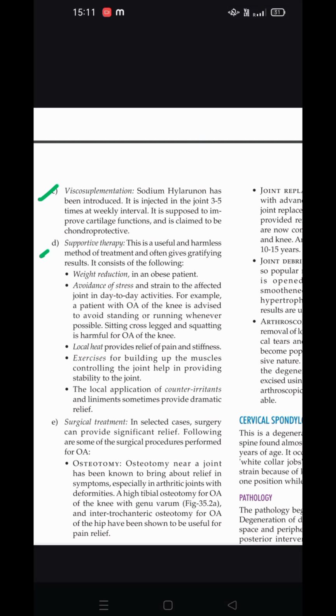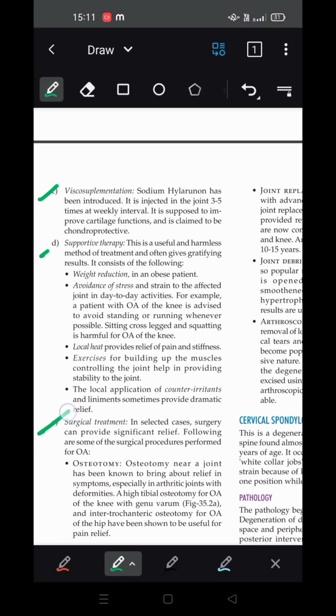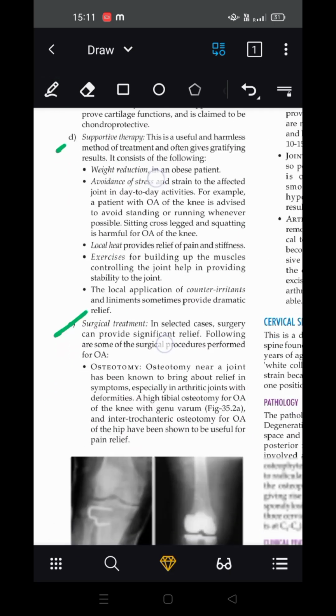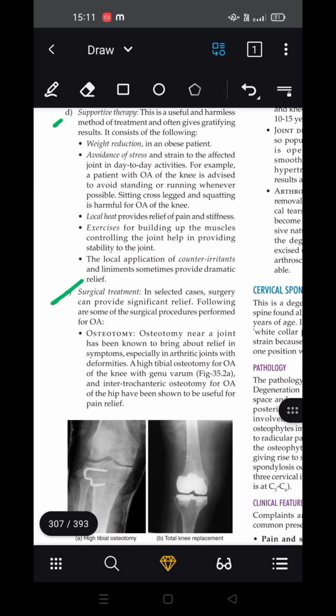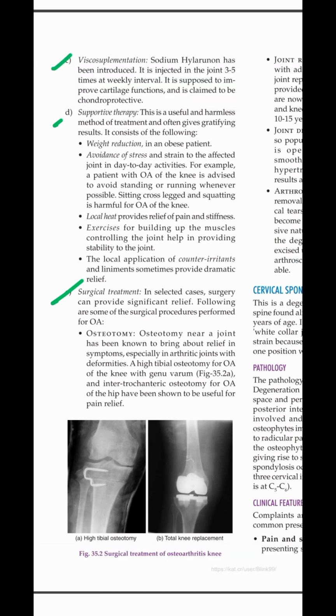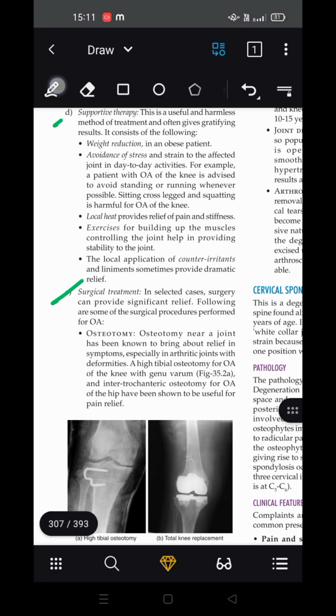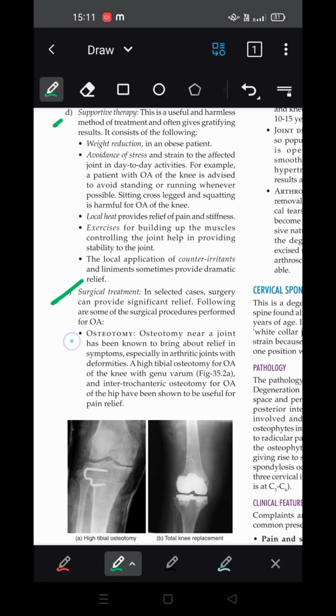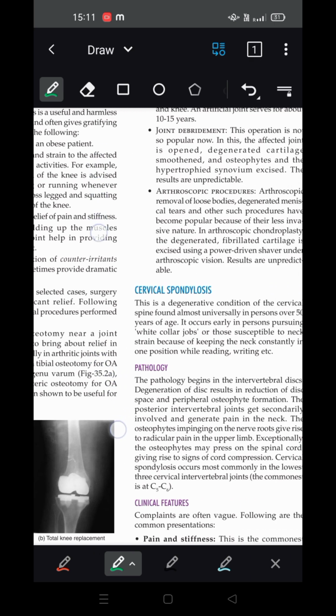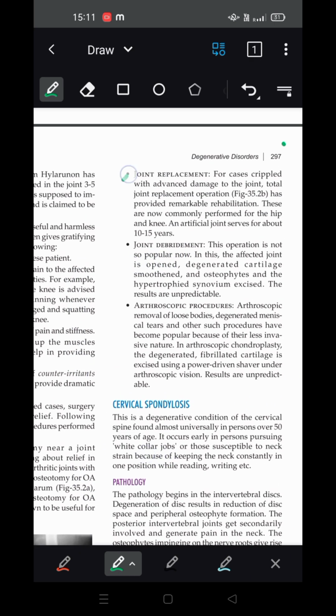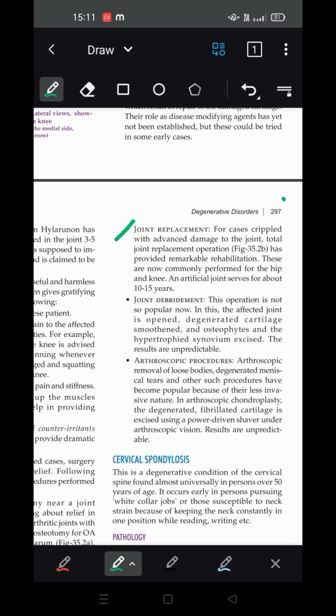Now moving towards the fifth point of treatment, which is surgical treatment. In selected cases, surgery can provide significant relief. The following are some surgical procedures performed for OA. First, we will learn the names of the procedures. The first one is osteotomy, the second is joint replacement, the third is joint debridement, and the fourth is arthroscopic procedures.